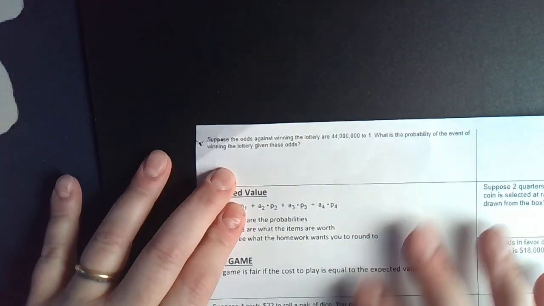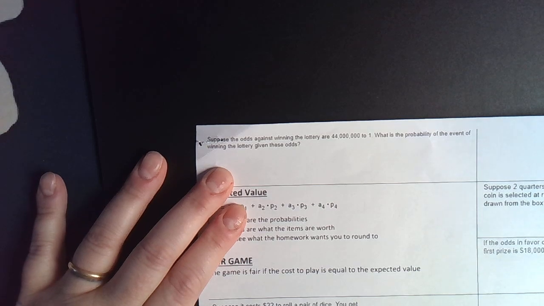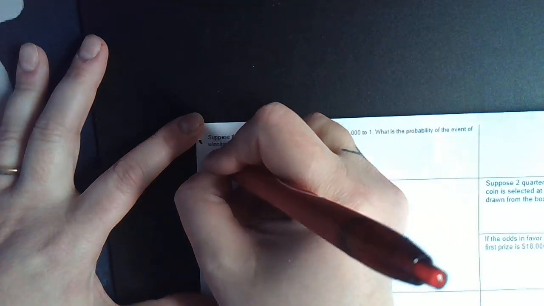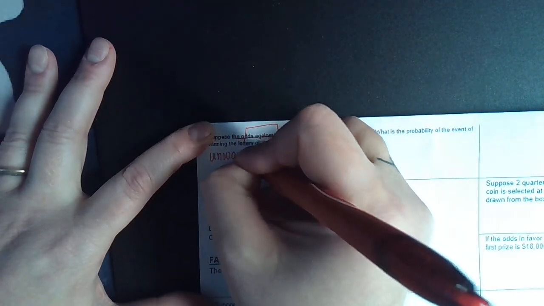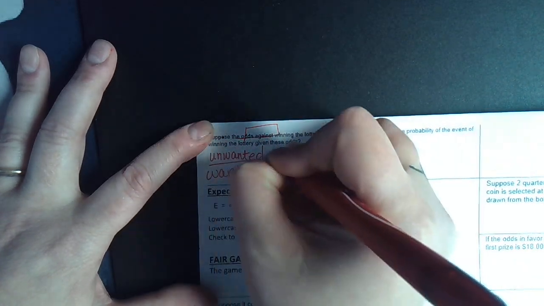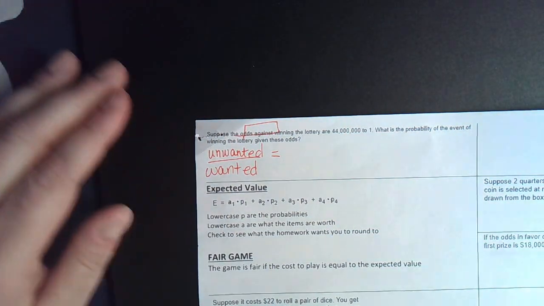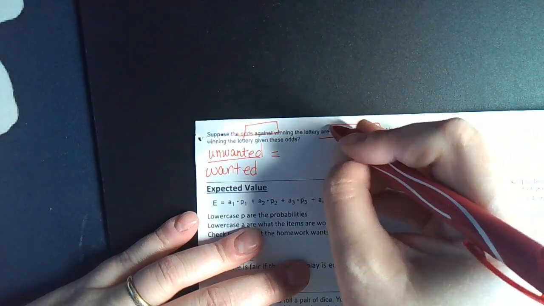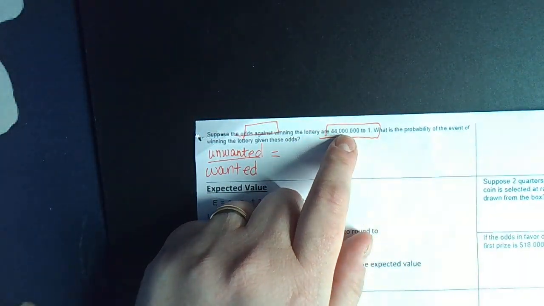All right, let's go again. The next one says, suppose the odds against, let's come up with that formula. The odds against formula is unwanted over wanted. Okay. It says, suppose the odds against winning the lottery are 44 million, whatever this says, to 1.